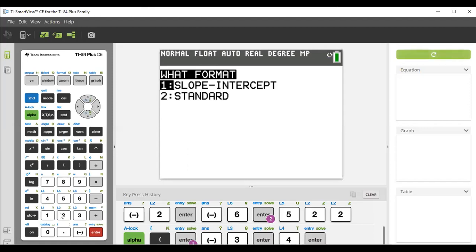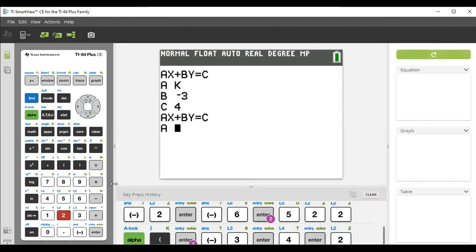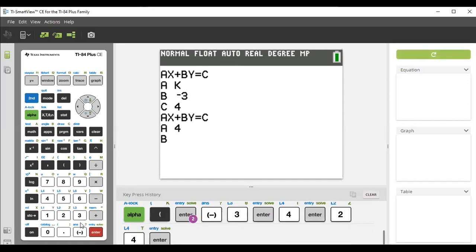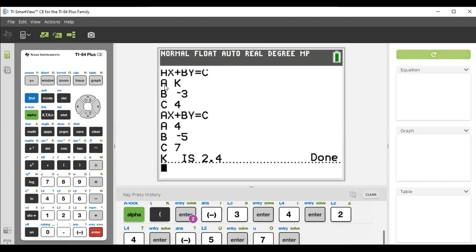Then we're going to press 2 again for the second line. And the A term is 4. The coefficient for the Y term is a -5. And then the constant was 7. And when we press enter, bam, it will solve it for us.